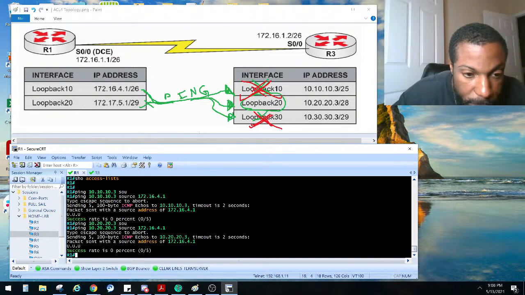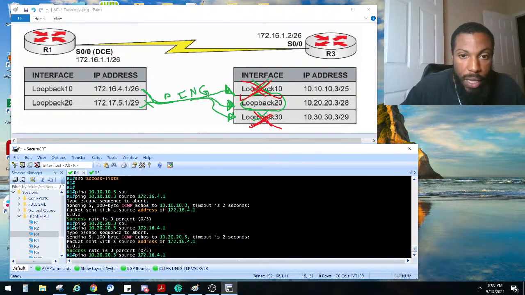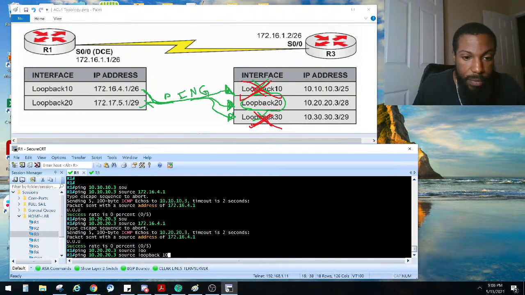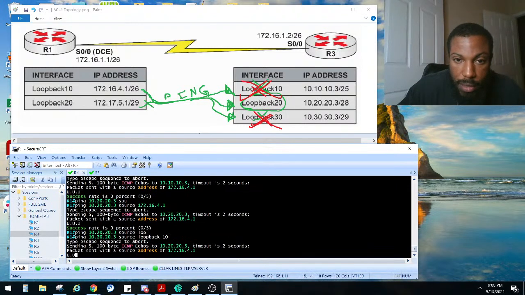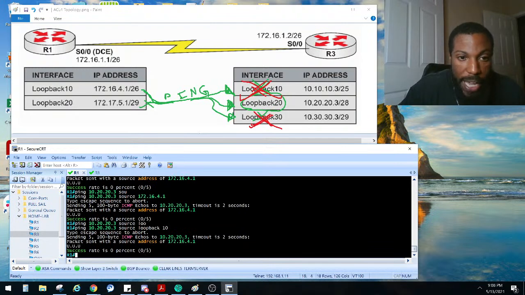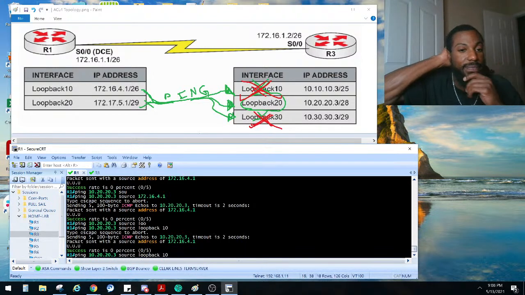Let's see. What am I doing here? 10.20.20.33. It is blocking from 16.4.1. Interesting. How about we ping from just loopback 10? That is being blocked. That's not good. How about we try that last one and see if that one's being blocked. We're hoping that's getting blocked. I think they're all getting blocked at this point, because we said allow. Oh, you know what? You've got to put that allow last. I think you've got to put that allow last, right?